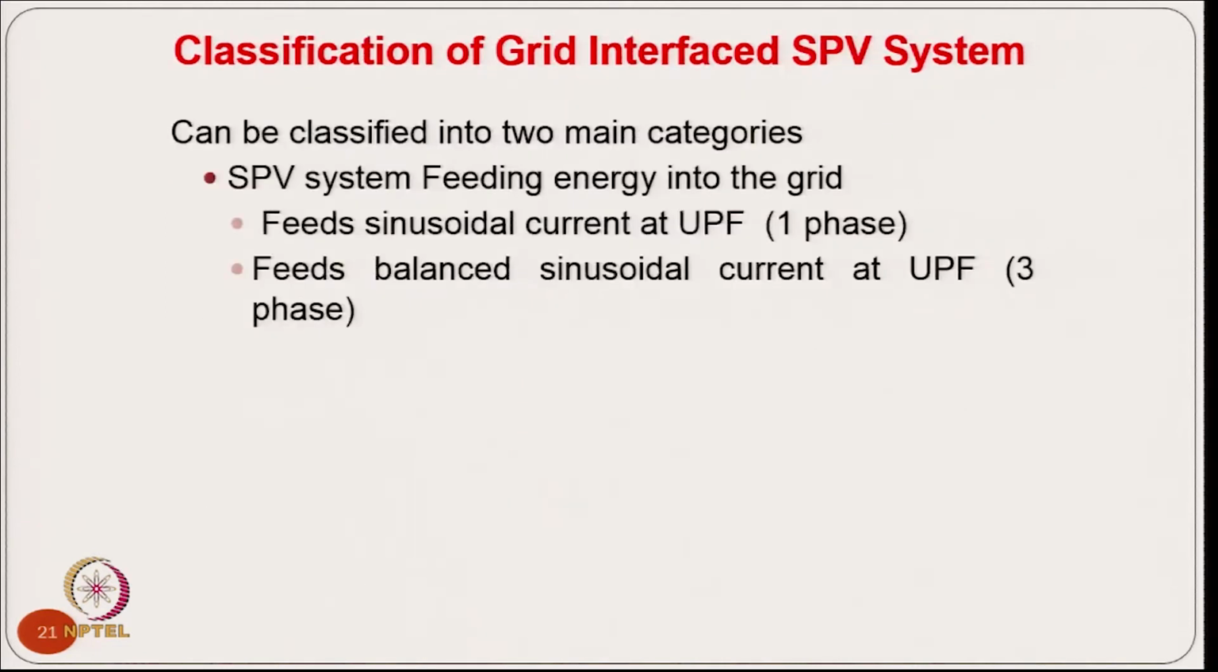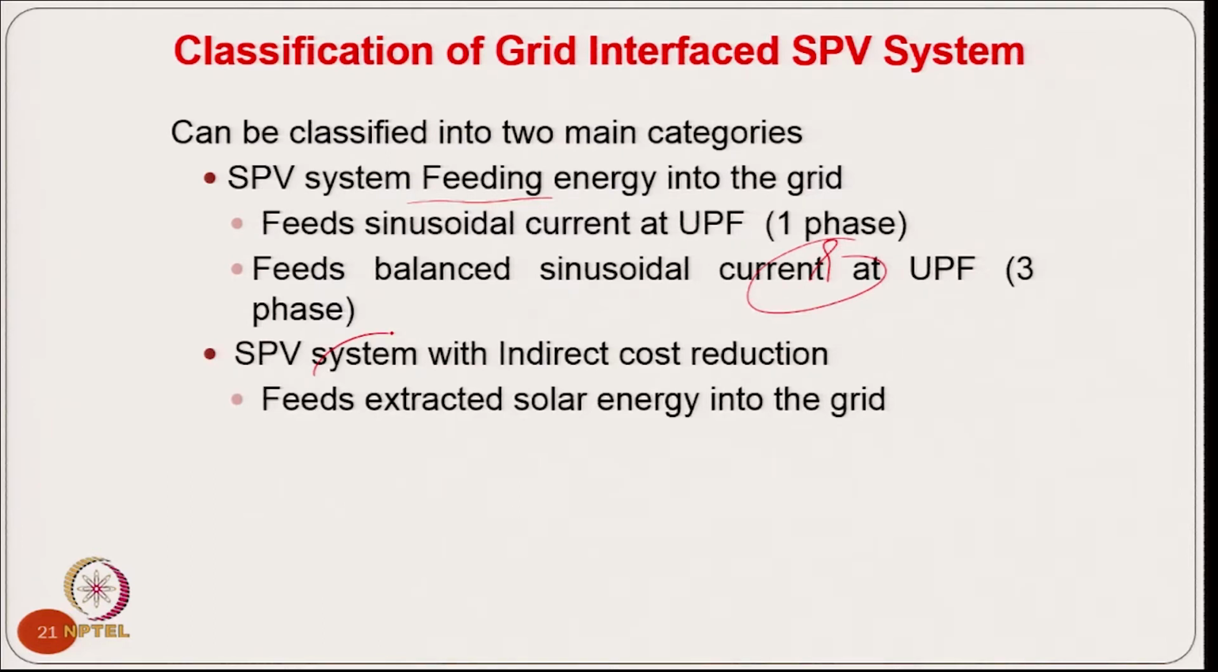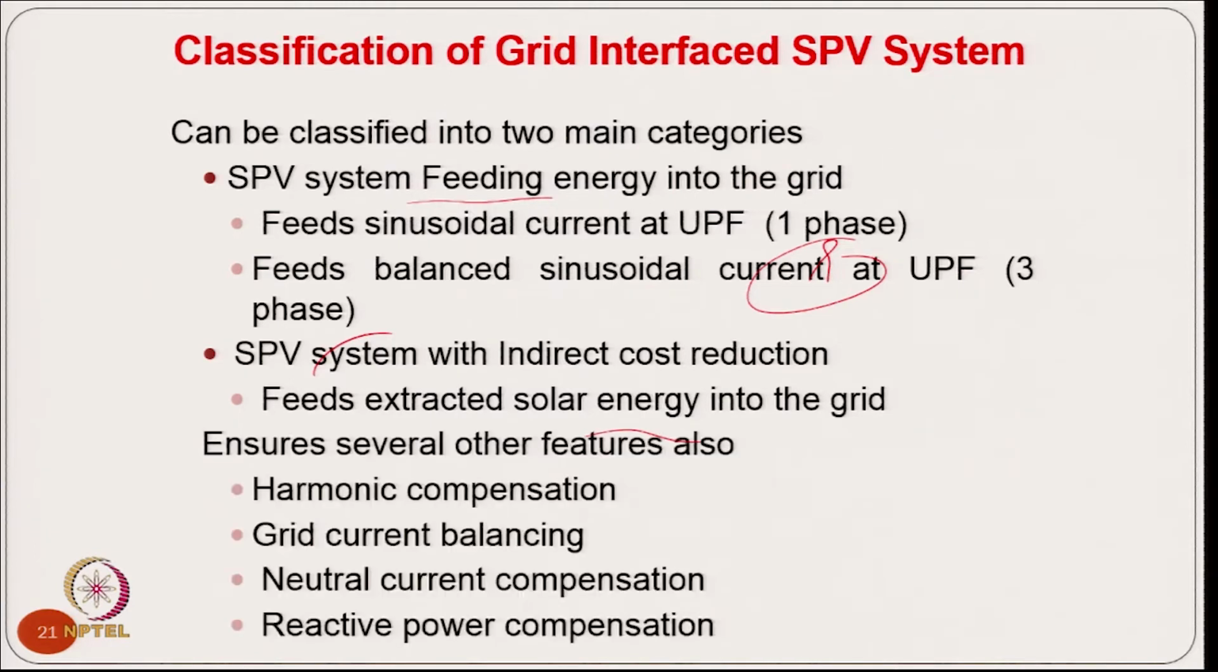These can be classified into 2 main categories. The solar photovoltaic system feeding energy into the grid feeds sinusoidal current at unity power factor in single phase, and balanced sinusoidal current at UPF in 3 phase. The solar PV system with the indirect cost reduction feeds extracted solar energy into the grid, and ensures several other features also, if properly controlled: it can provide harmonic reduction, it can provide grid current balancing for 3 phase, and it can have neutral current compensation if it is a 3 phase 4 wire system. Of course, you can compensate for reactive power also, because the inverter capacity is never utilized fully, since you do not have full generation all the time.